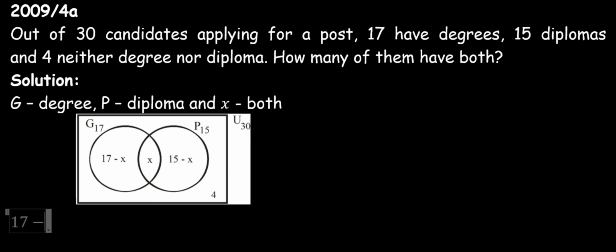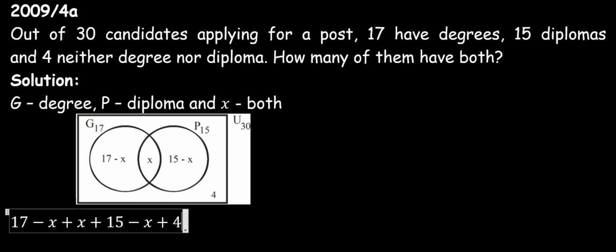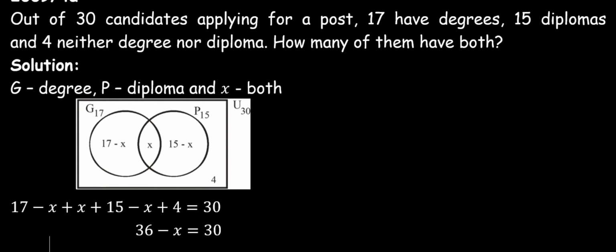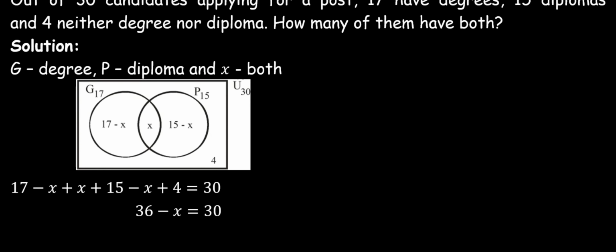Applying the formula, we will have 17 minus X plus X plus 15 minus X plus 4 is equal to 30. What we have just done is that everything inside the set, take note, we didn't take 17 two times. It's 17 minus X, then plus the X, then plus 15 minus X, plus the 4 that is outside. We equate it to the universal set, which is 30. Please take note of the procedure we are following. When we simplify, we have 36 minus X equals 30. Making X the subject of the formula, we have 36 minus 30 equals X. That is to say X is equal to 6.